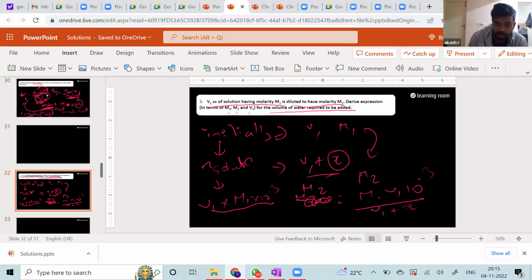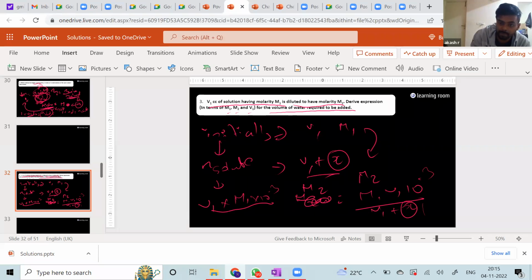Now the only unknown is what here? X. This X is what? X is the volume of water required to be added. The amount of water you add is on top of V1. That becomes V2. So you can easily write an expression now.